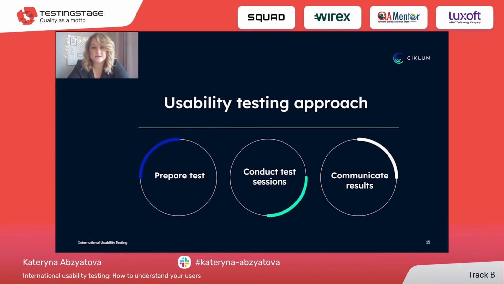And next, for preparation for the test, we need to think about test location. So where we need to conduct this testing. It can be a test lab, so the room where you have the ability to observe how the users interact with your application, but you're staying in a different room. But you have, for example, a glass wall and the ability to see what they do. Or it can be your office.